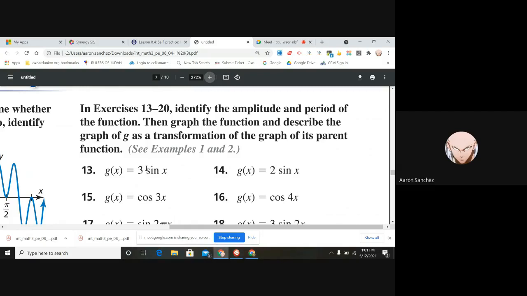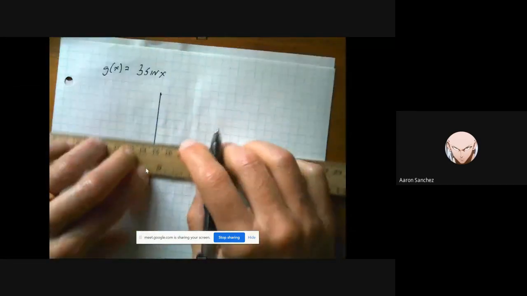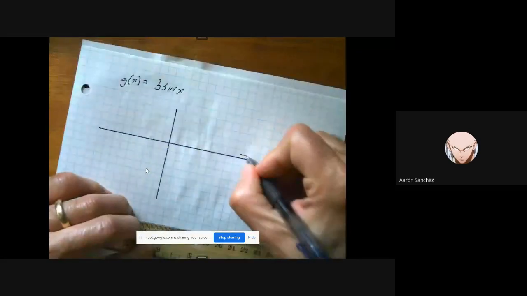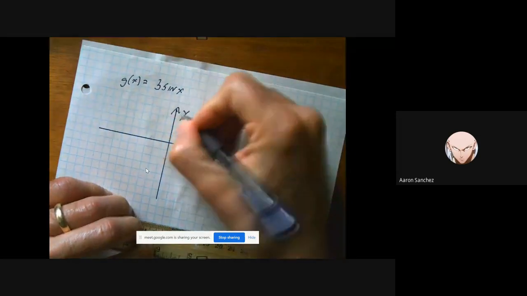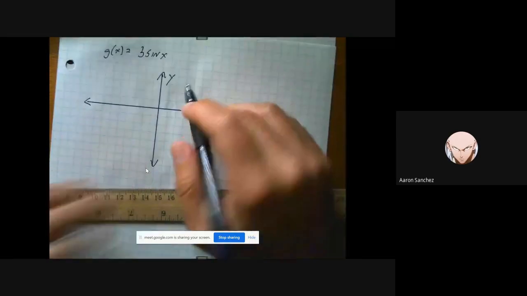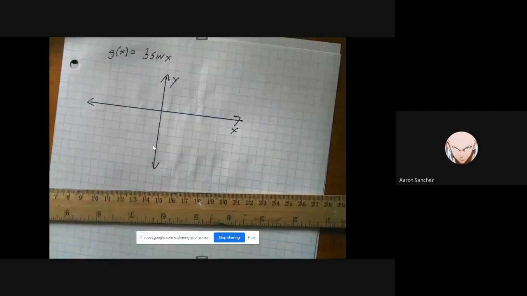Let's see. We have g of x equals 3 sine of x. Watch and learn, boys and girls. So here we go. Does it say how many periods to graph? I should look at that too. But here we go. I'm putting my coordinate plane, x, y. Now, look, it goes up to 3. Hang on, let's see how many periods it says. It doesn't say how many periods. I'm going to graph 2 periods. Okay.